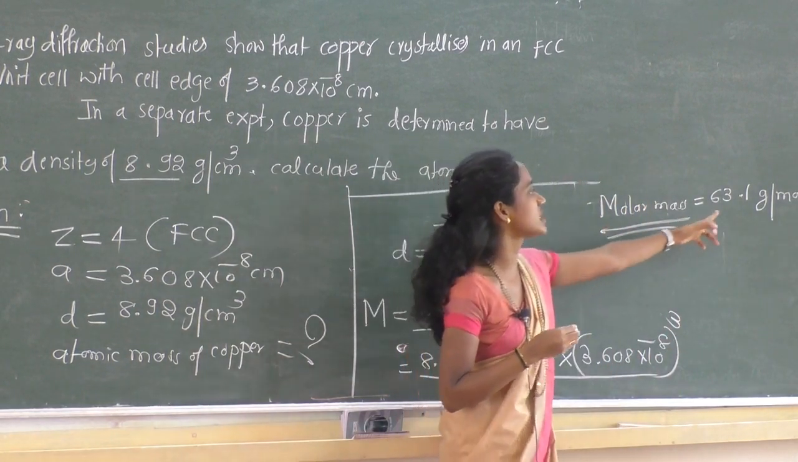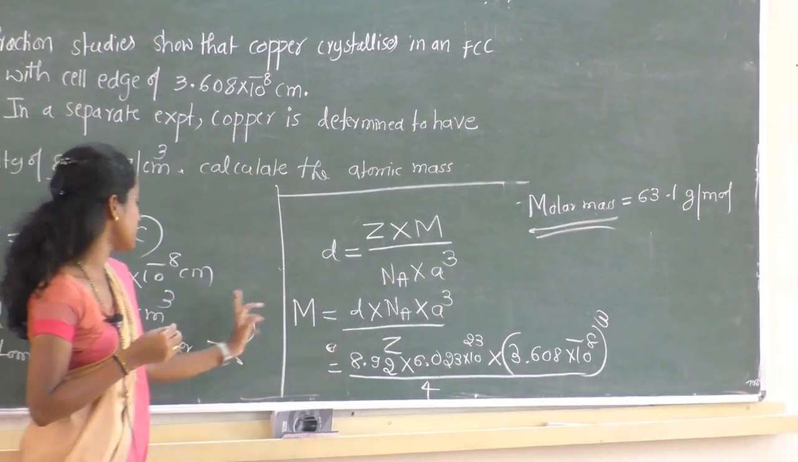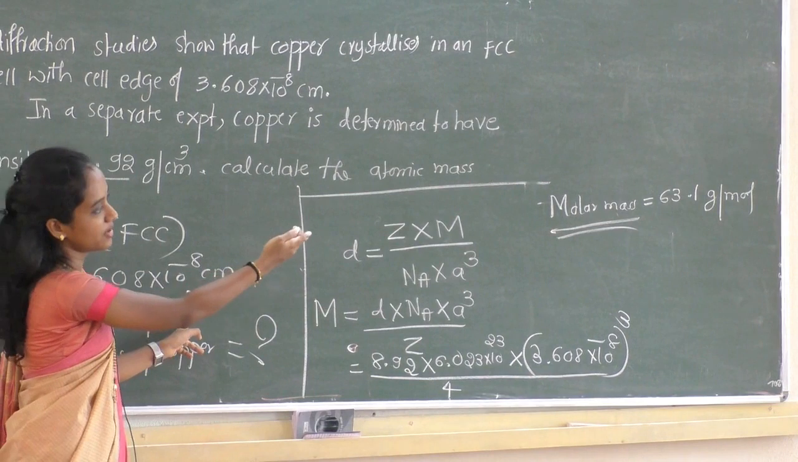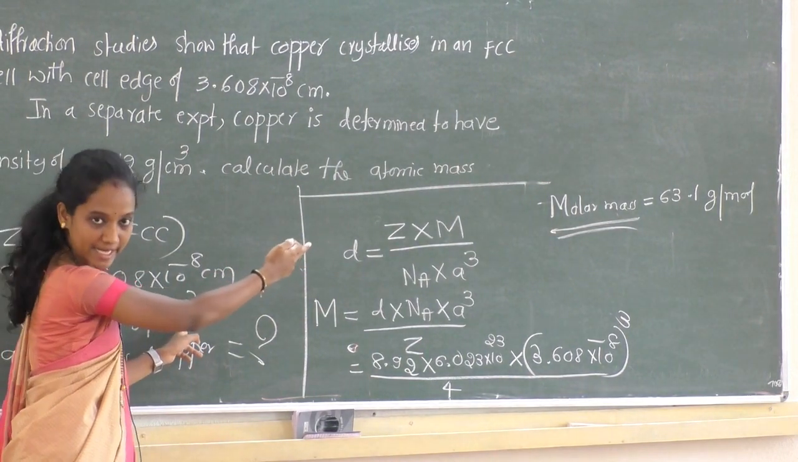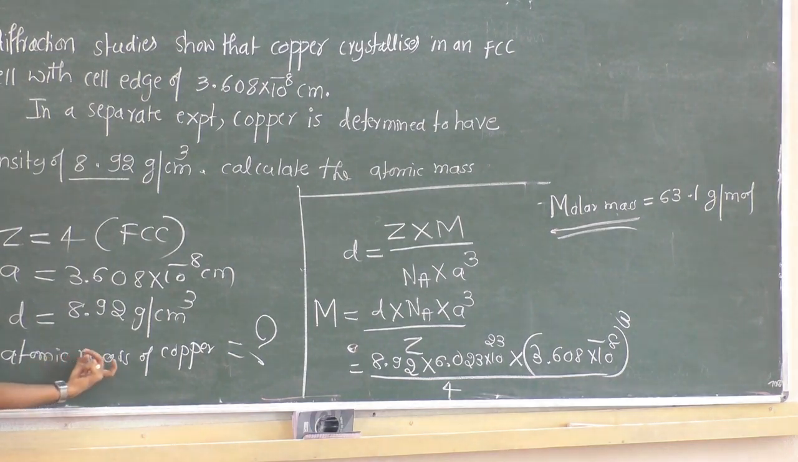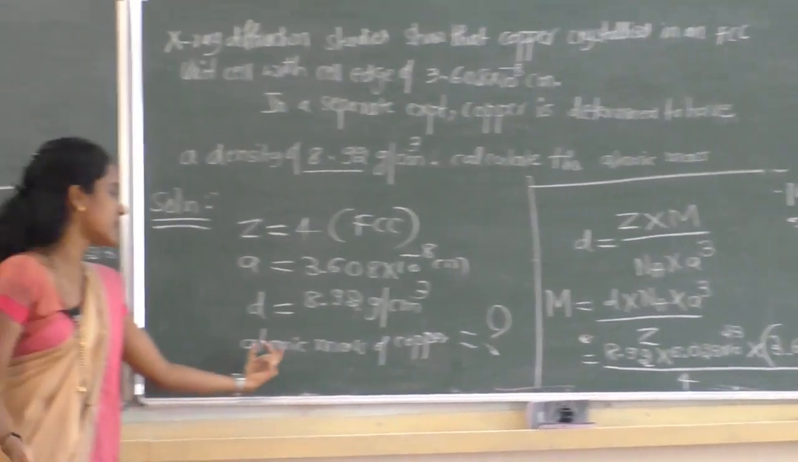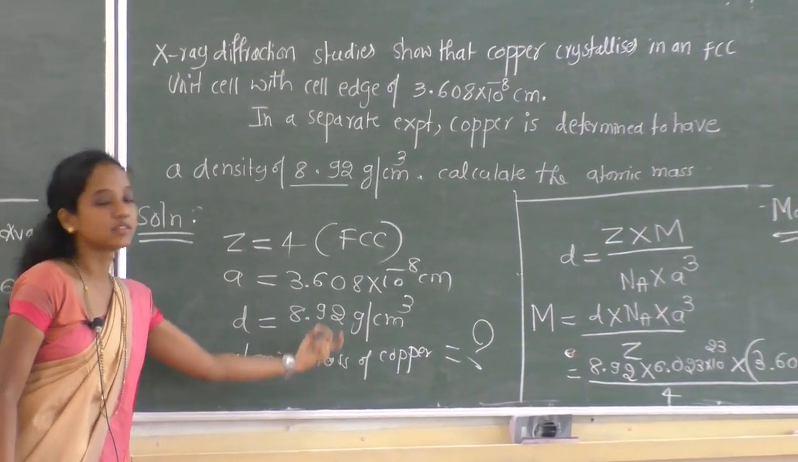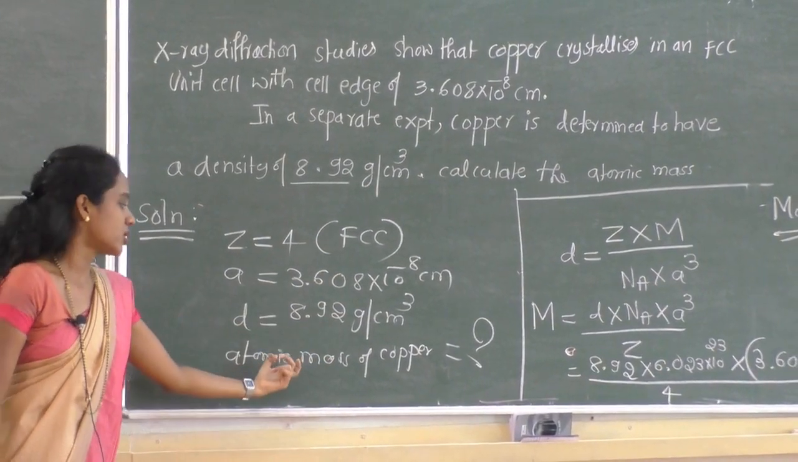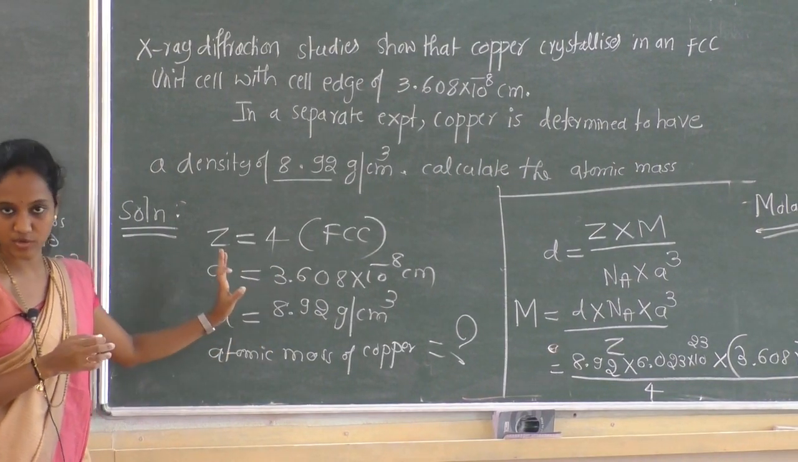Molar mass is always represented in terms of grams per mole because edge length A is given in centimeters, so our unit of molar mass is in grams. But in the question it is asked to calculate the atomic mass. The meaning is the same. One difference is that if atomic mass is asked, then the unit is different. So atomic mass is always represented in atomic mass unit, right?